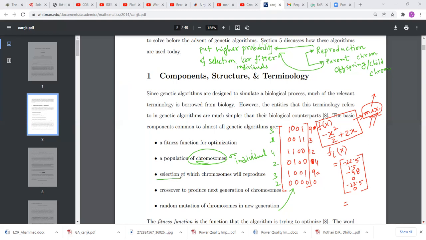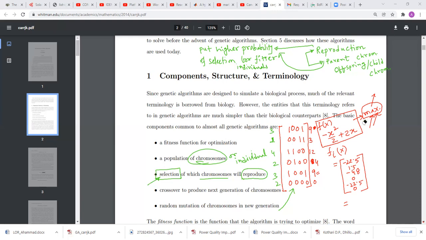Selection for what? Selection for reproduction. We haven't yet gone to the reproduction stage. We are only talking about how we are going to select the chromosomes which will reproduce. So the lesser fit chromosomes should not take part at all, or should take part to a lesser extent, or with a lesser probability in reproduction.